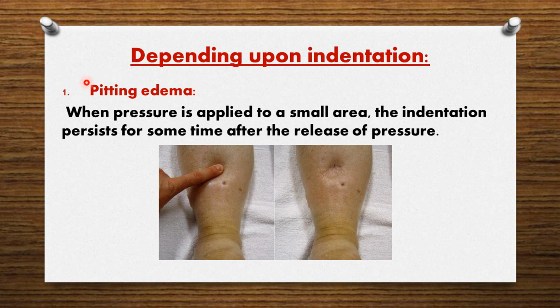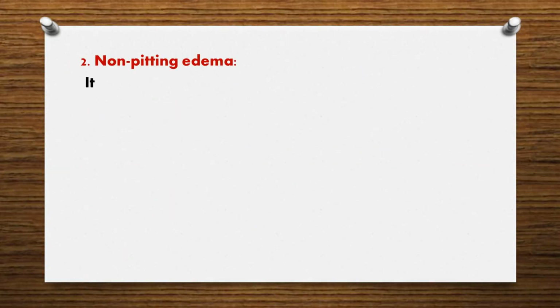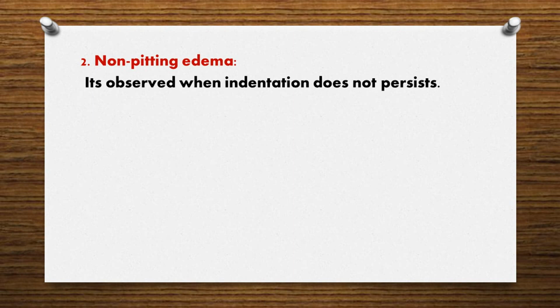So, this variety is the type of pitting edema. It results from water retention. It may also be caused by problems of the liver or kidney. The next variety is non-pitting edema. It's observed when the indentation does not persist.